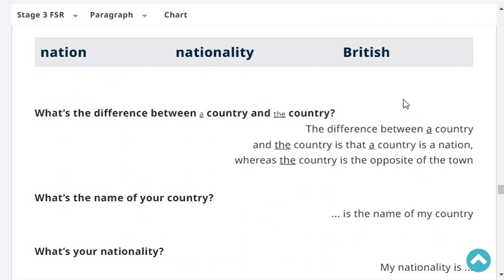What's the difference between a country and the country? The difference between a country and the country is that a country is a nation, whereas the country is the opposite of the town.